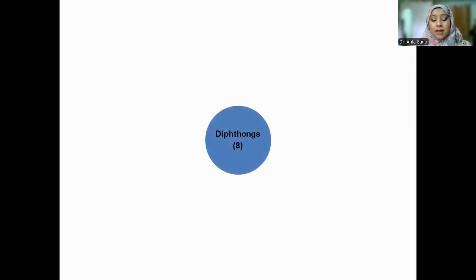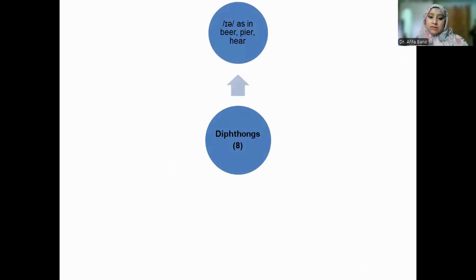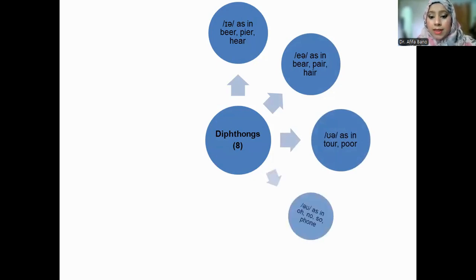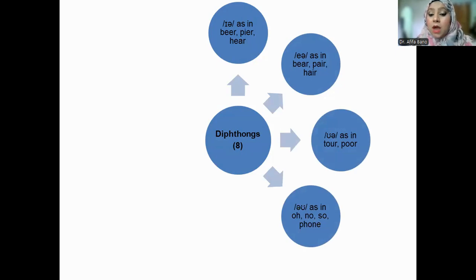Now there are 8 diphthongs. Let's discuss all these diphthongs. First, /ɪə/ as in beer, peer, here. Then /eə/ as in bear, pear, hair, care. /ʊə/ as in tour, poor. Next is /əʊ/ as in oh, no, so, phone.